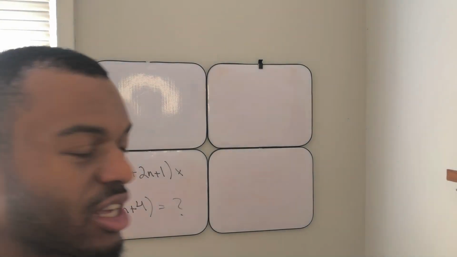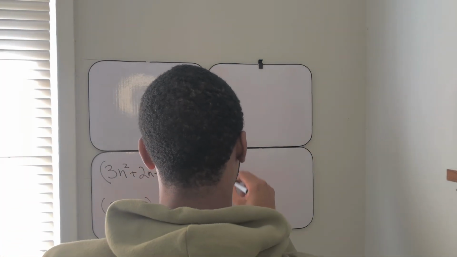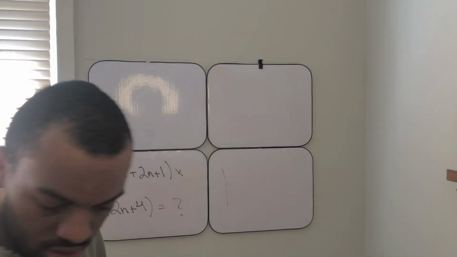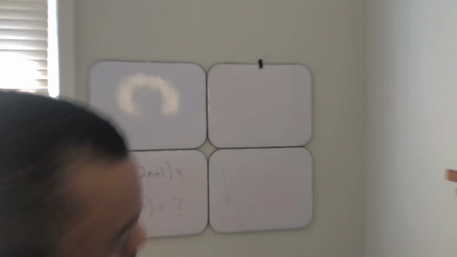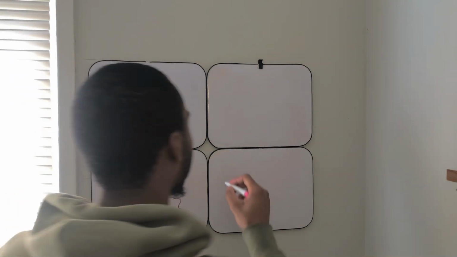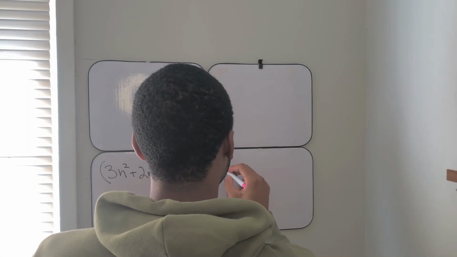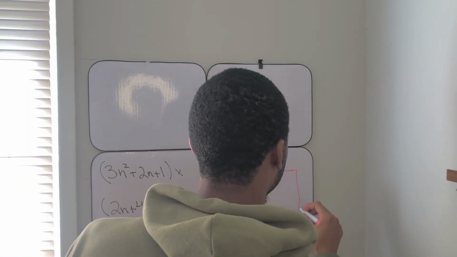I'm going to make a grid. This is what I'm going to do. What I'm going to do is make a grid.